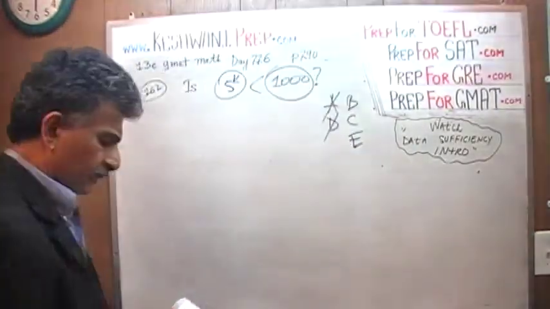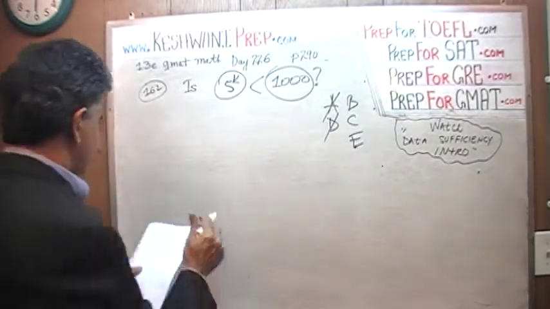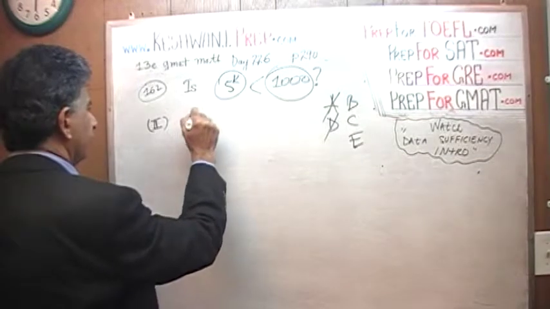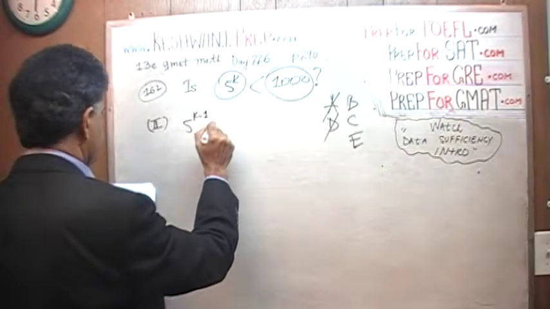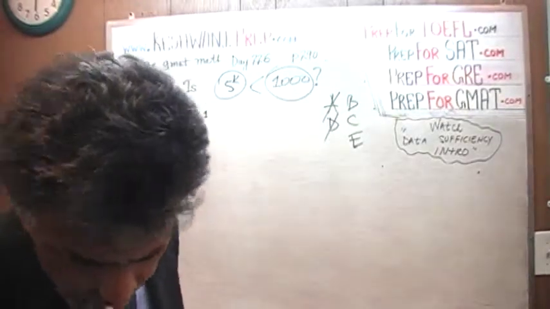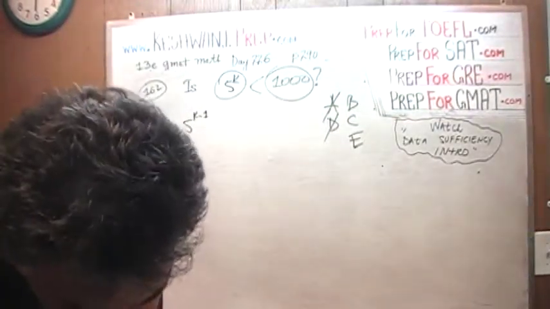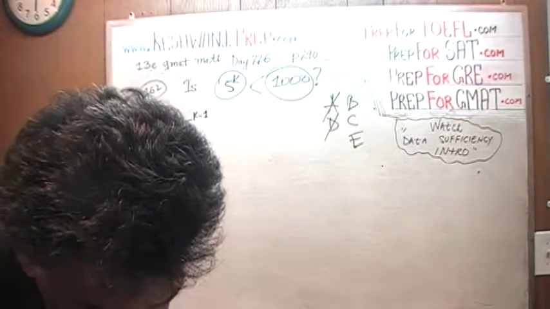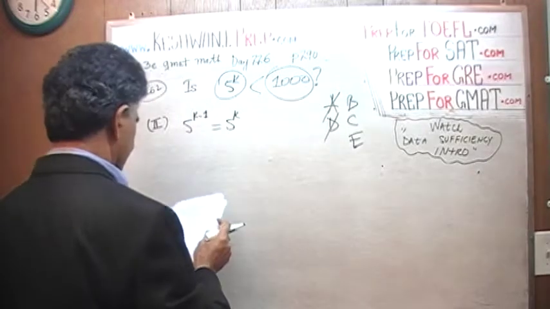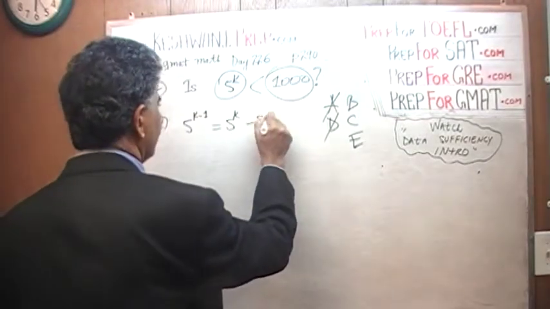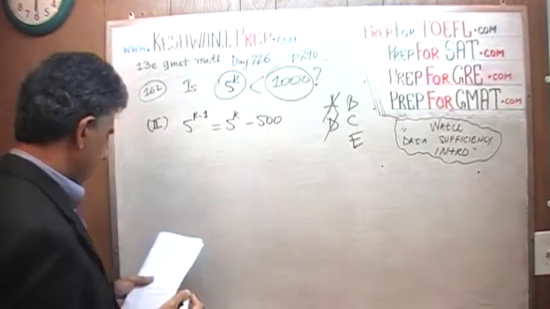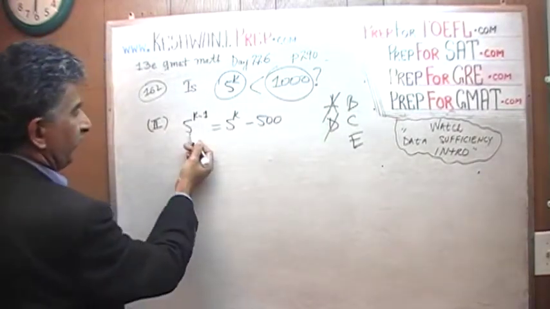In the second statement, they go on to tell us that 5 raised to k minus 1... What did they tell us? 162. 5 raised to k minus 1 equals 5k minus 500. Oh, this is weird. 5k minus 500. Let's bring this 5k over here. Or better yet, let's bring this 5 raised to k over there.